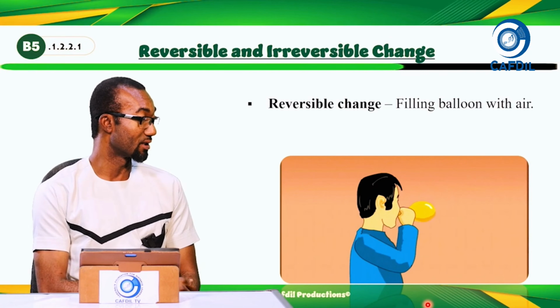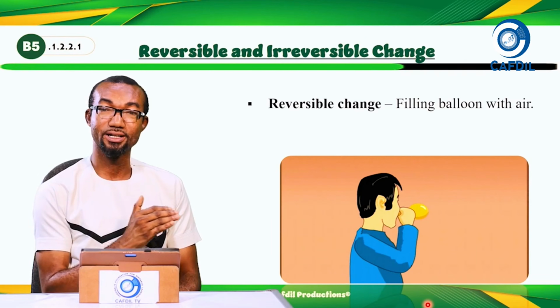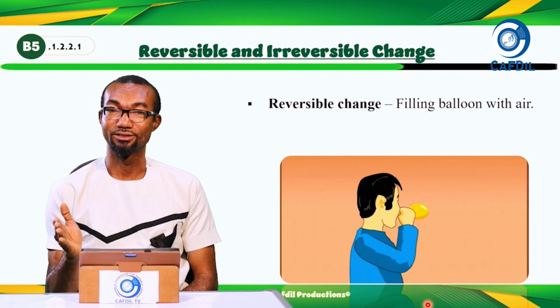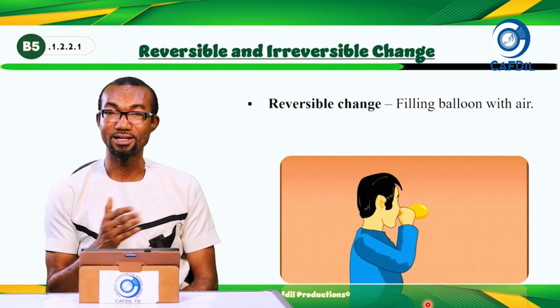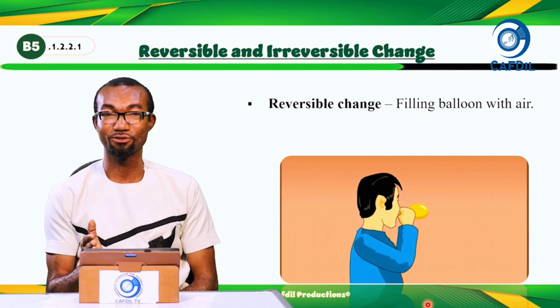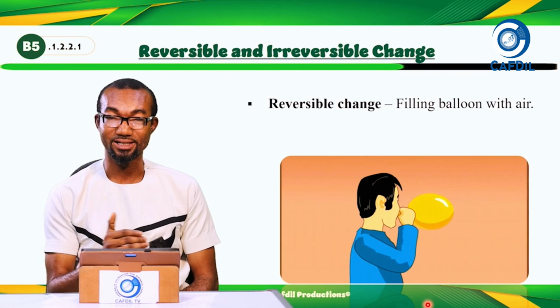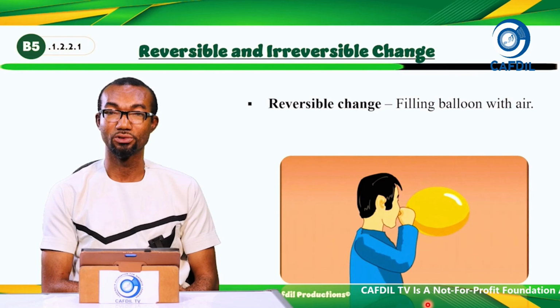As you see on your screen, you put in air, you take the air out, you put in air, you take the air out. So you can change the balloon size back to its original form. So this is also an example of a reversible change, filling a balloon with air.